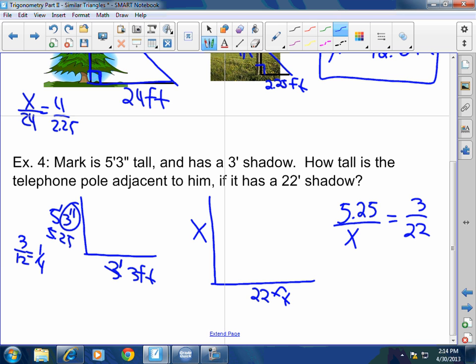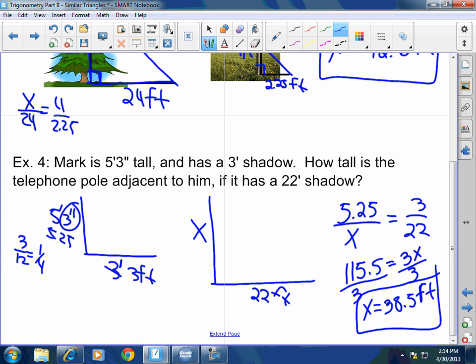Times 22. 5.25 times 22 equals 115.5, which equals 3x. Divided by 3, x equals 38.5 feet. And there it is. And that, my friends, is similar triangles.